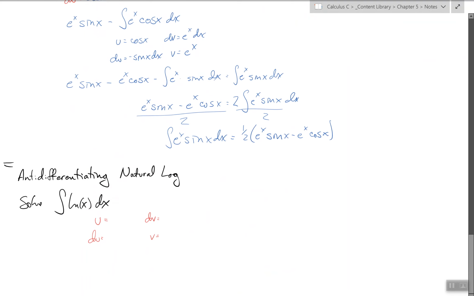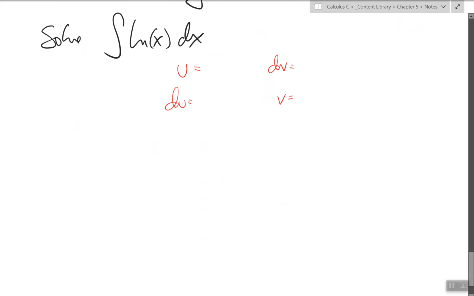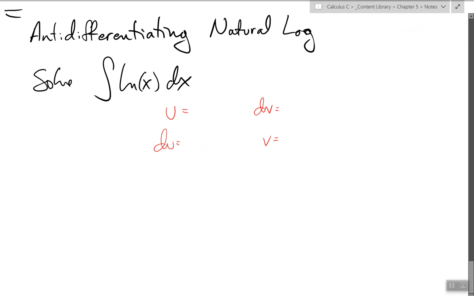Okay, so the last problem is kind of fun. If we look at this, this is the antiderivative of the natural log. We've seen the derivative of the natural log. We know that. All right. If we look at this, there's no multiplication. It's one function by itself. We can actually use integration by parts on this.